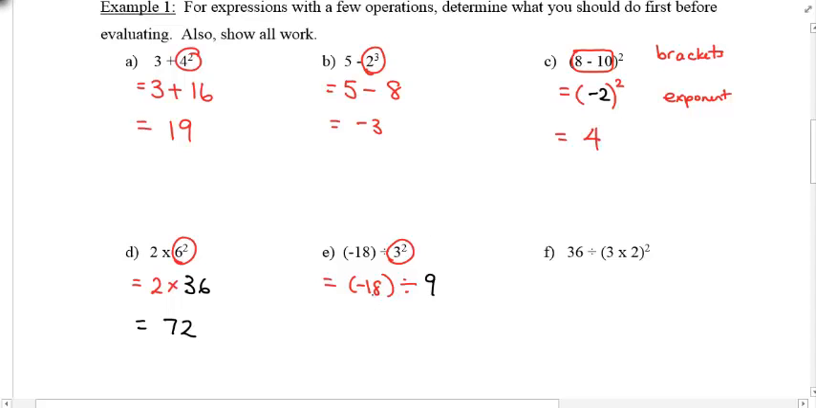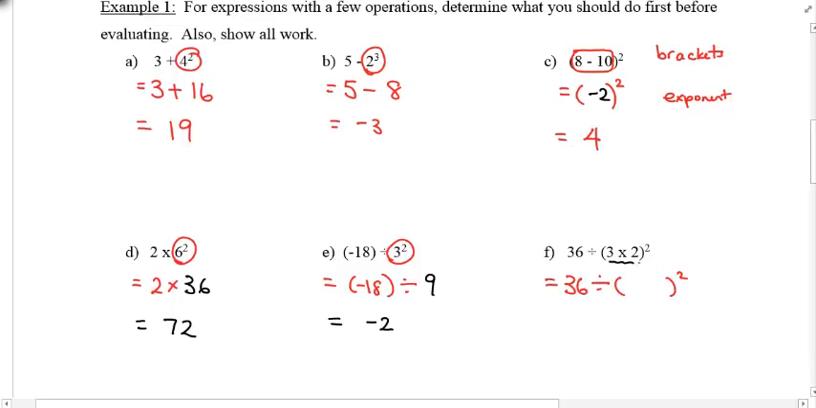So negative 18, that whole thing divided by 9, that's now negative 2. Okay? So once again, the bracket's not really there if there's nothing to evaluate. That's just to help us understand this is the number negative 18. And for part F, I've got brackets, but this time notice there's stuff in the bracket I gotta do first.